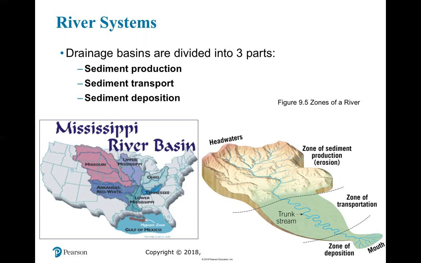And then it gets to what we call the zone of deposition. Sometimes we call this the delta or the mouth of the river. And that's where a lot of that sediment is going to be ending up dropping out and deposited into the system around it.